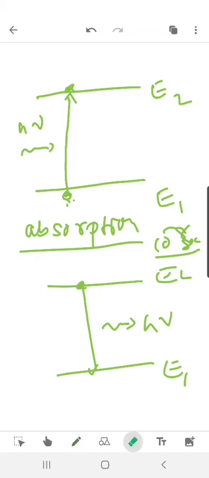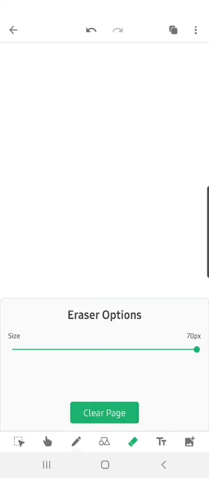Now let us consider a situation. Let us consider a situation in which the atom is in excited state and the photon of energy h nu is falling on the atom. Now if the atom is in this E2, which was the excited state, and we have electron in this excited state E2.